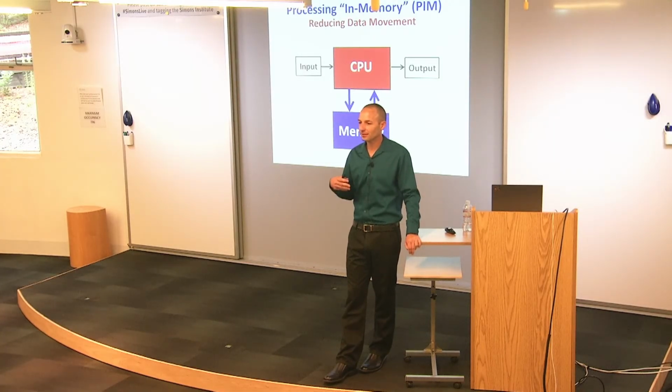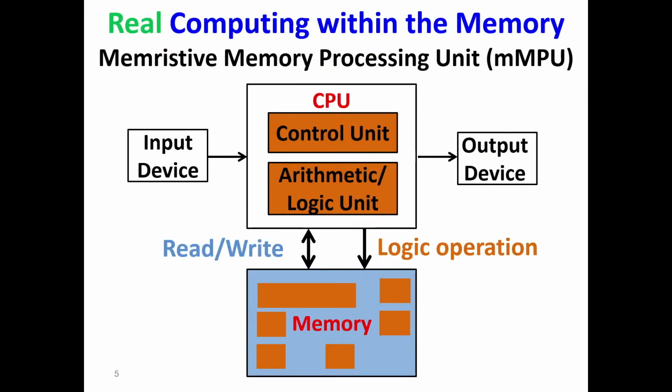I will just start by talking about a specific type of processing in memory, something that we call Memristive Memory Processing Unit, or mMPU. It's one type of a special real processing in memory architecture. But most of the talk will be about algorithms for processing in memory. Again, it will be more tailored to the mMPU, but it actually can be generalized to other types of processing in memory architectures and different system and architecture aspects of that.